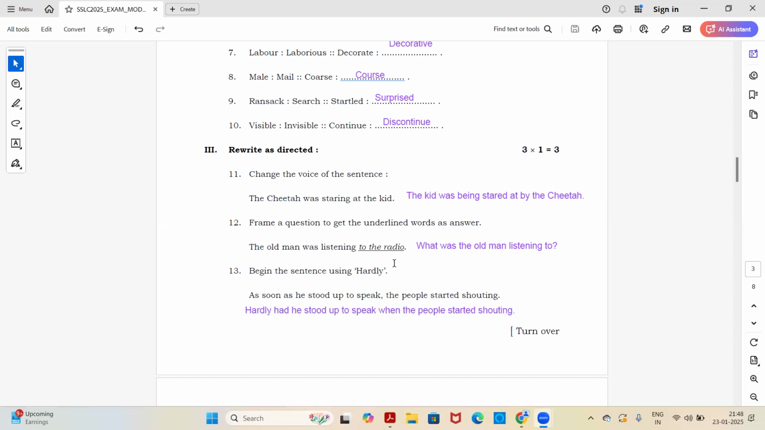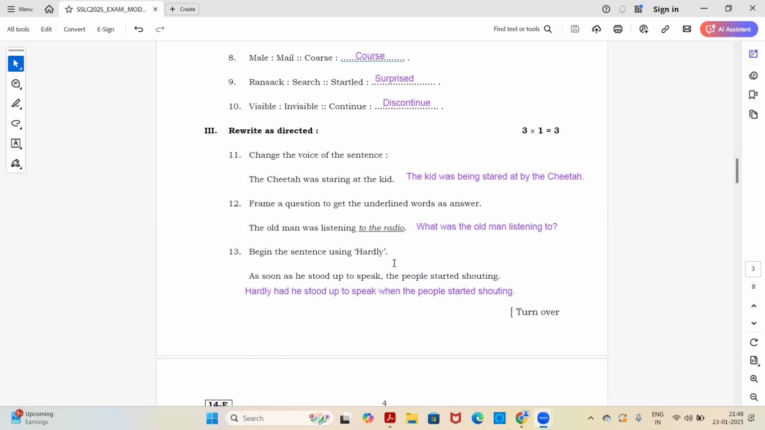Moving to the third main, rewrite as directed. It's a 3-mark main, and each question carries 1 mark. So the first question here is: change the voice of the sentence. The cheetah was staring at the kid.